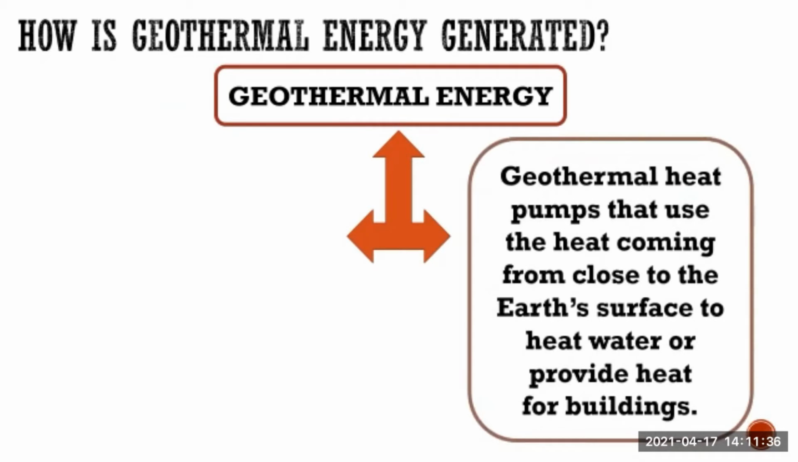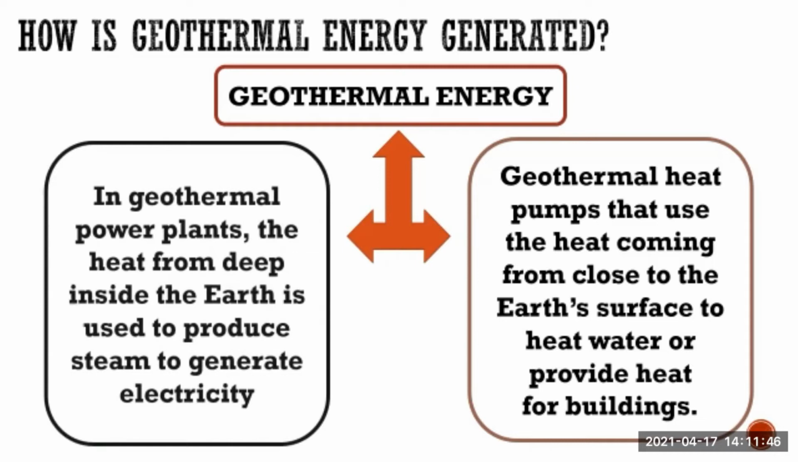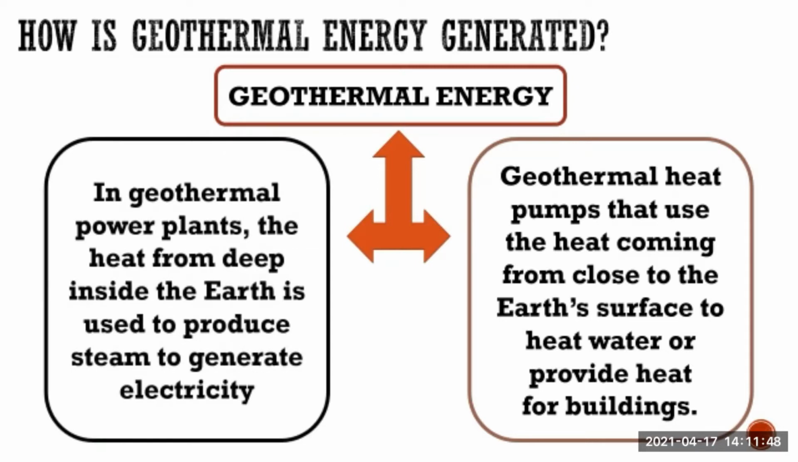The first is using geothermal heat pumps that use the heat coming from close to the Earth's surface to heat water or provide heat for buildings. And the second one is the use of geothermal power plants. The heat from deep inside the Earth is used to produce steam to generate electricity.